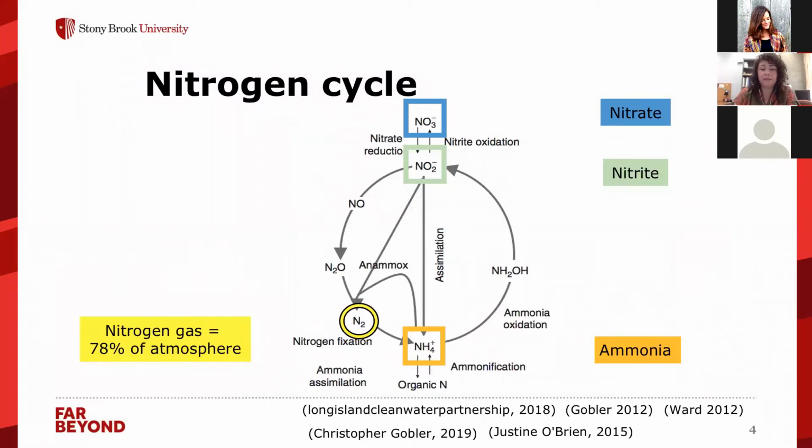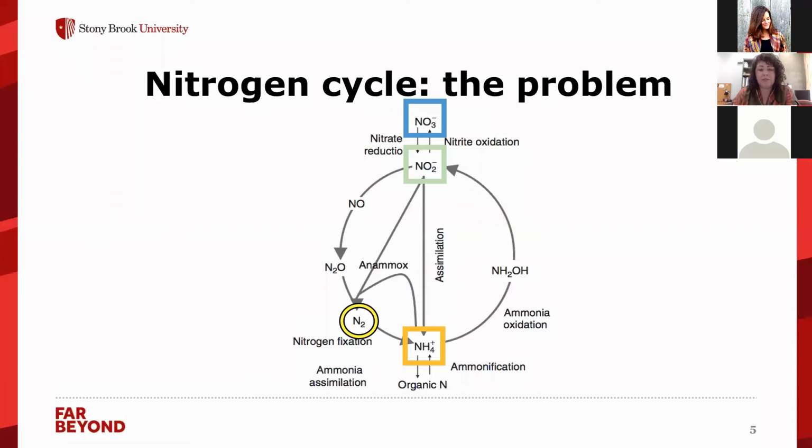On the flip side of these biologically available nitrogen species is nitrogen gas. It makes up 78% of our atmosphere and is, for the most part, biologically unavailable, except to a very specialized group of microbes. So there's actually a problem with the nitrogen cycle.